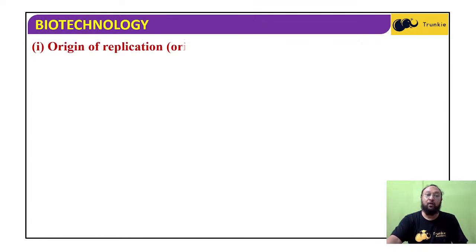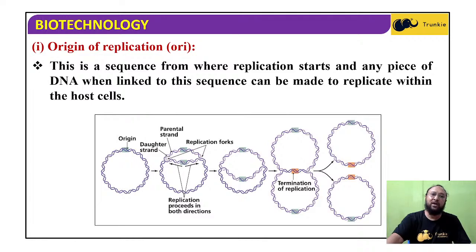And what are they? Origin of replication. This is very important, ORI. Without the origin of replication, if we insert DNA, replication will not take place. Replication starts at the site called the origin of replication. This is the sequence from where replication starts, and any piece of DNA linked to this sequence can be made to replicate within the host cell.